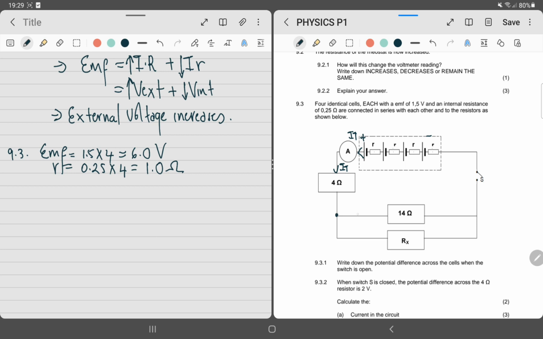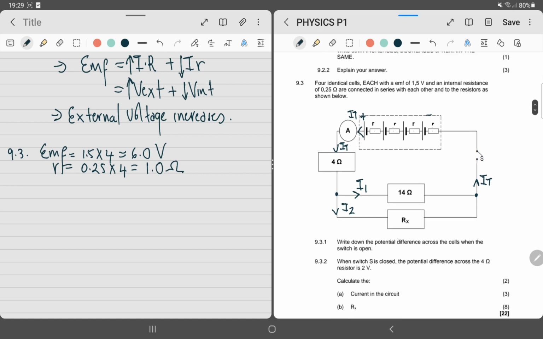At this junction, the current will be divided. So we'll have I1 and then we will have I2. At that point, the current combines again. So then we have I total.